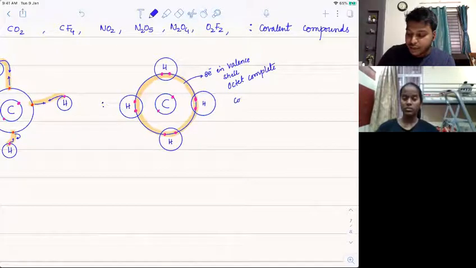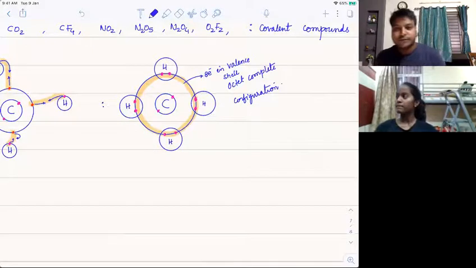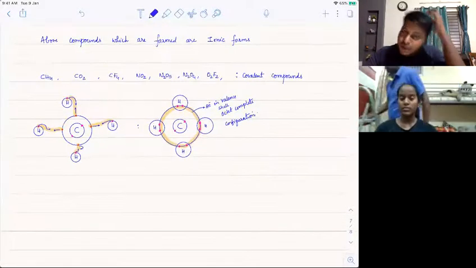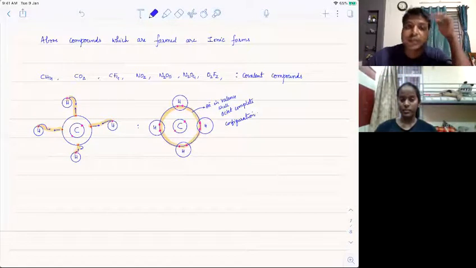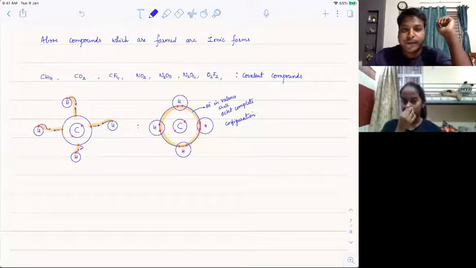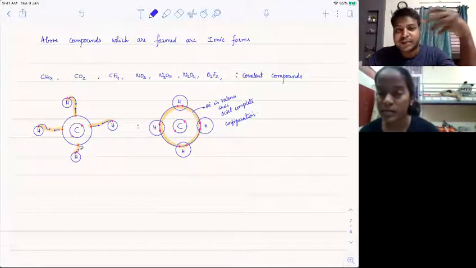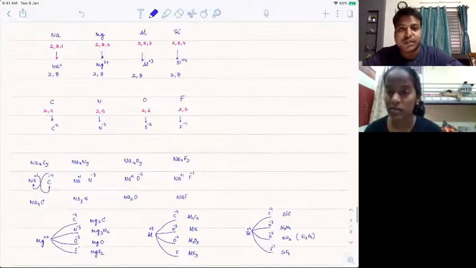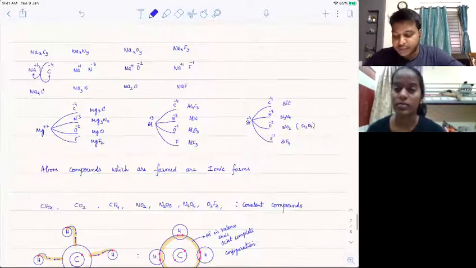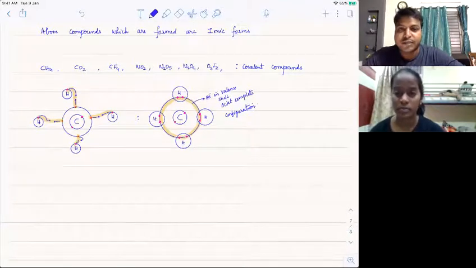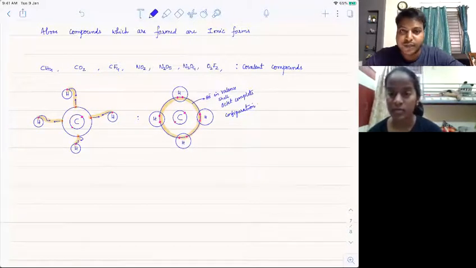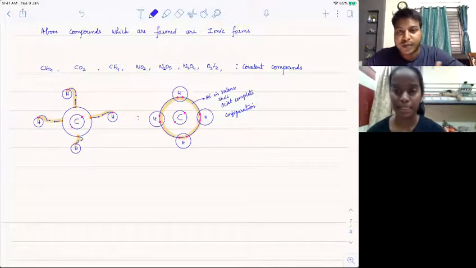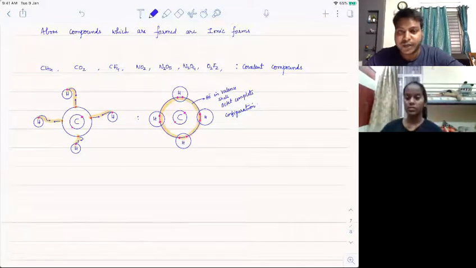Octet complete configuration. Yes or no? Right? So this is how carbon would try to get the octet completion and become stable. So there are two ways an atom can get stabilized. One is by taking away or giving away electrons, that is the ionic way. The other one is the covalent way. Covalent way is nothing but sharing of electrons. So either by sharing or by completely accepting or giving electrons, you can get various compounds.